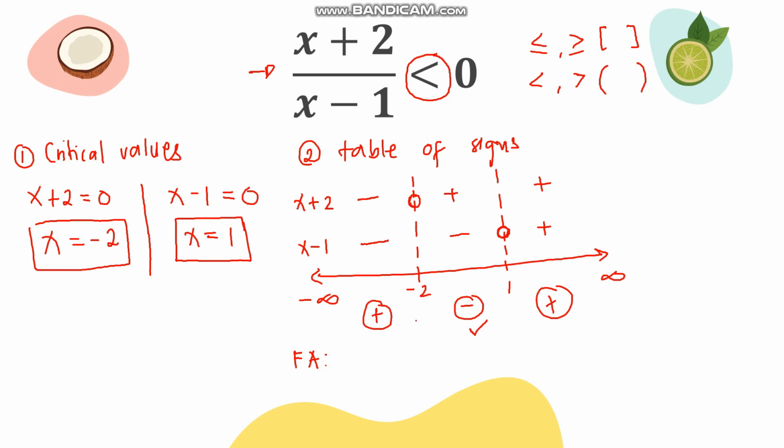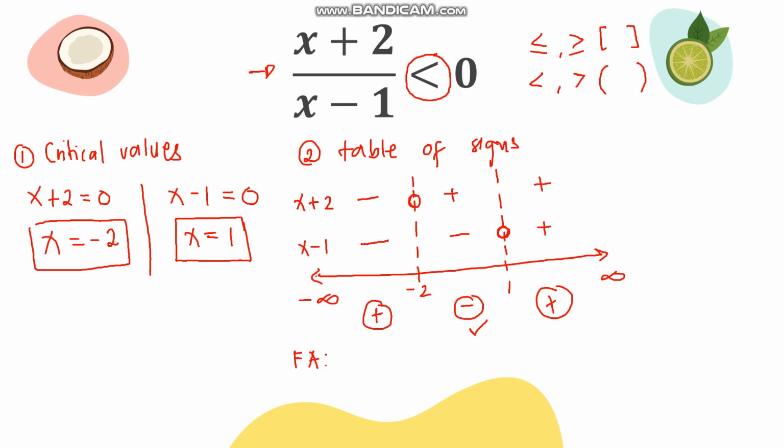So going back to this, we know that the interval that will satisfy our rational inequality is -2 up to 1. Now, since the symbol is less than, that means -2 and 1 are not part of our inequality. Because first, -2 will make our rational inequality equal to 0. And for 1, if we substitute 1, the denominator will be equal to 0, which will give us undefined. So that means -2 and 1 are not part of the solution.